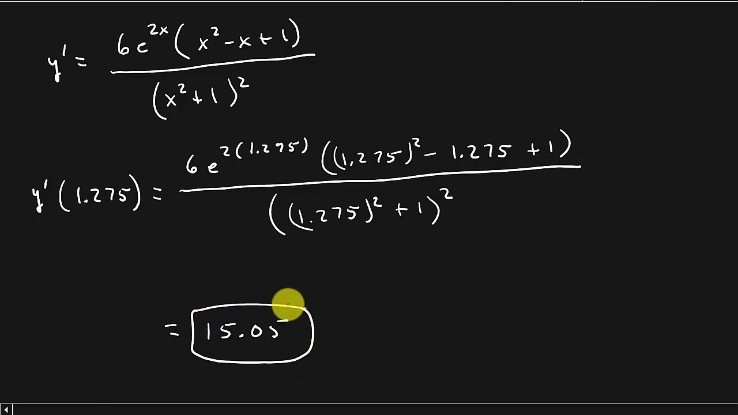All right, so there you go. That's the video. Just remember, whenever you're finding the derivative of e raised to a power, it's just e raised to that power times the derivative of the exponent. And that's all it is.